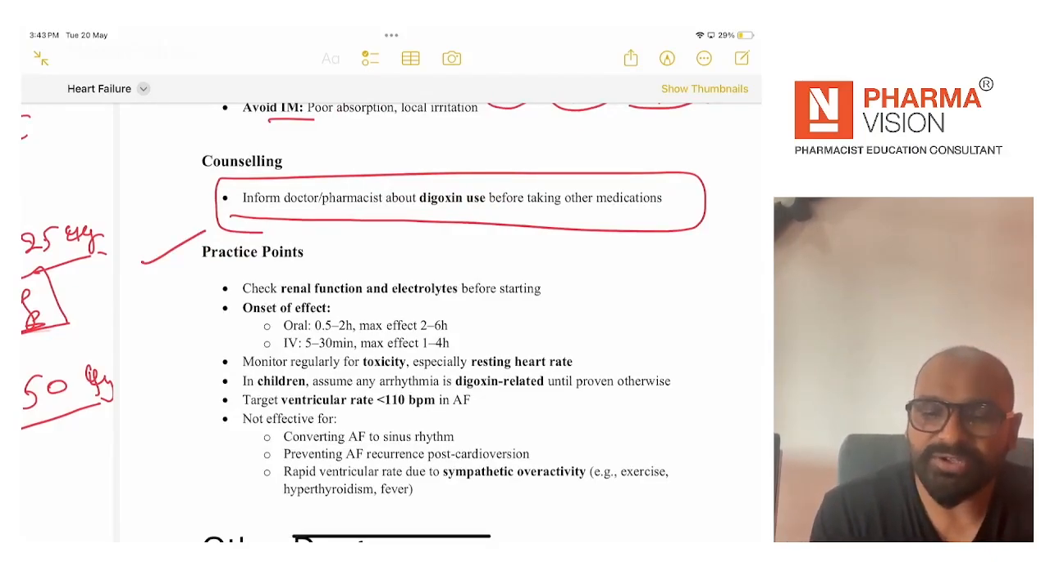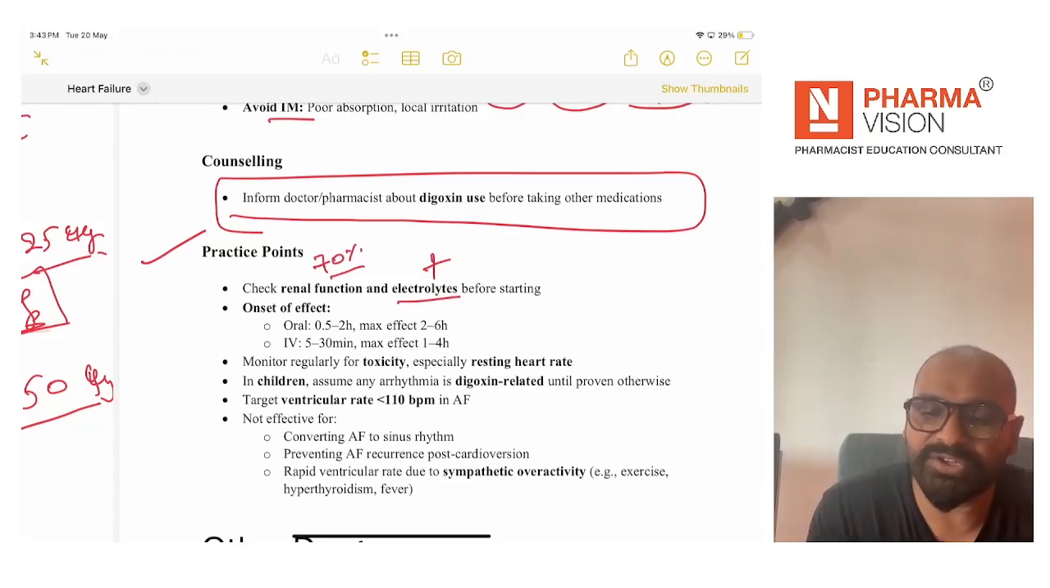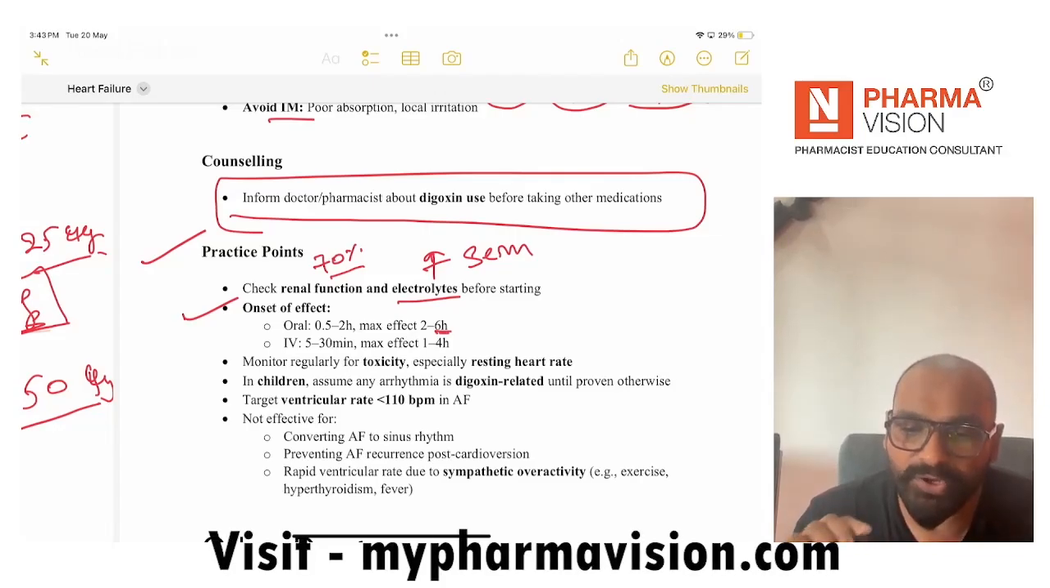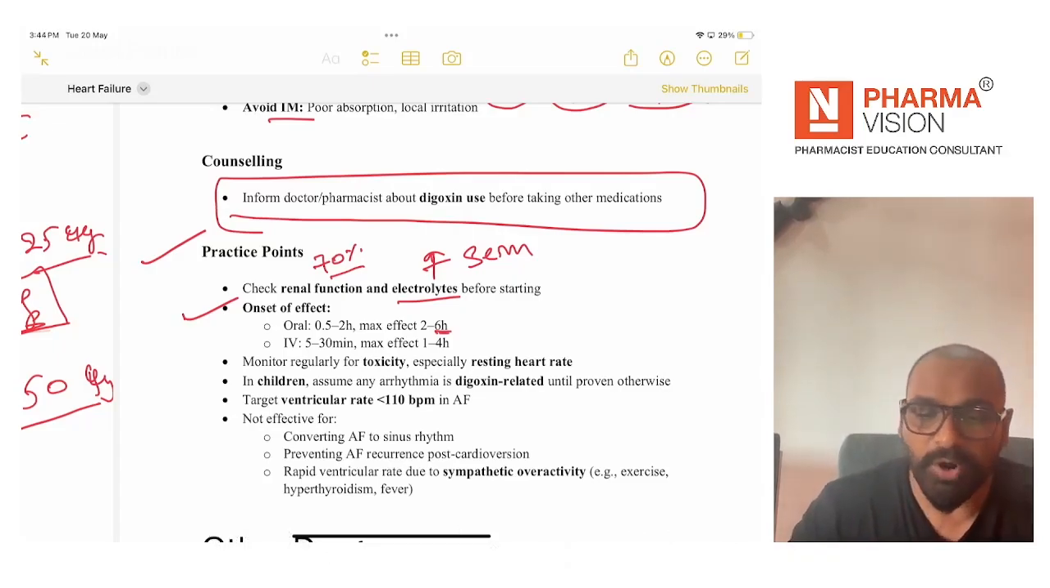Normal practice points: renal function and electrolytes need to be checked, because 70% of digoxin is eliminated renally and electrolytes change the digoxin sensitivity. Okay, onset of action, you can expect the maximum effect in 6 hours. That means the patient takes the medication, in 6 hours it is properly distributed in the body, and after that if we take the sample, that is going to represent the proper concentration of digoxin in our body.